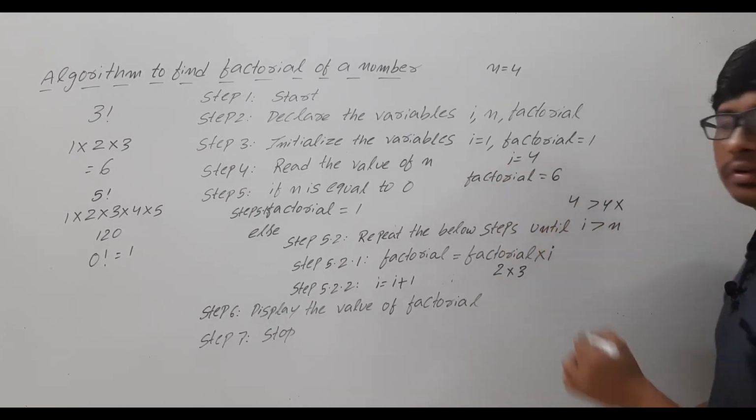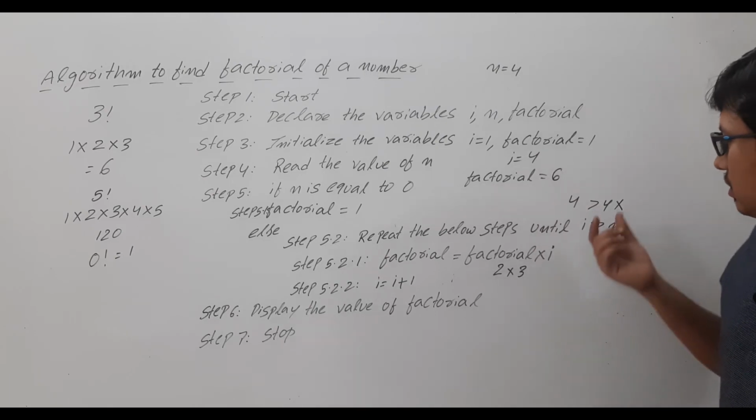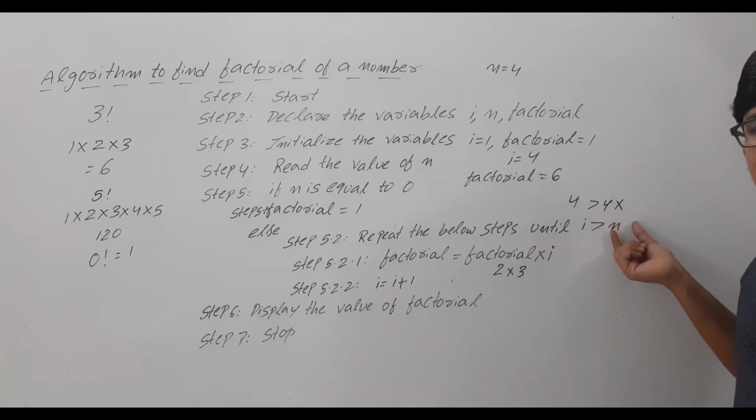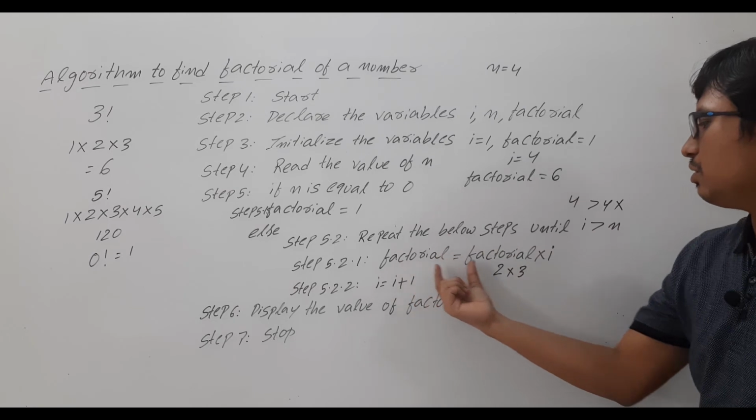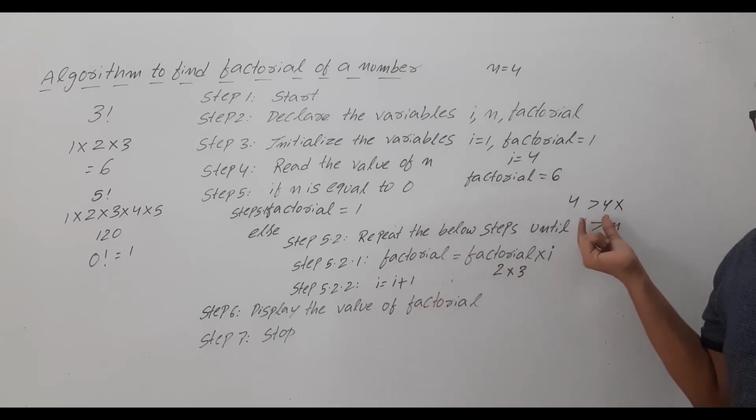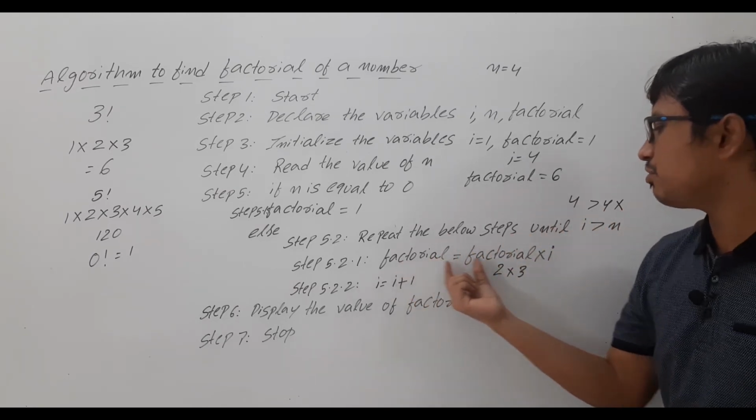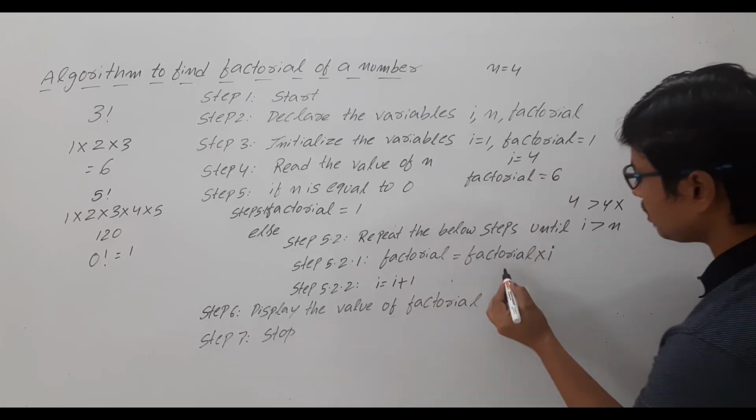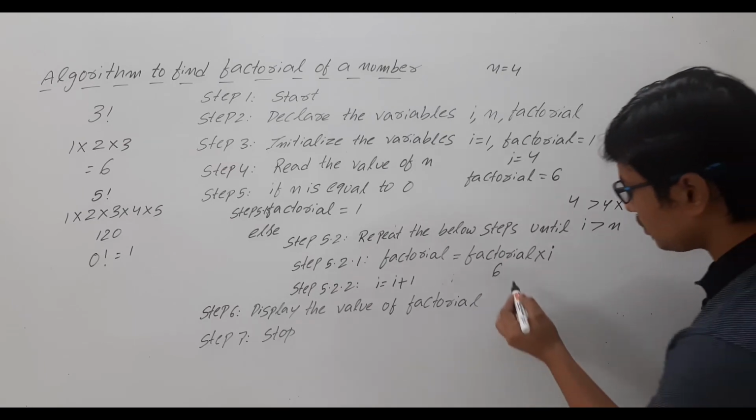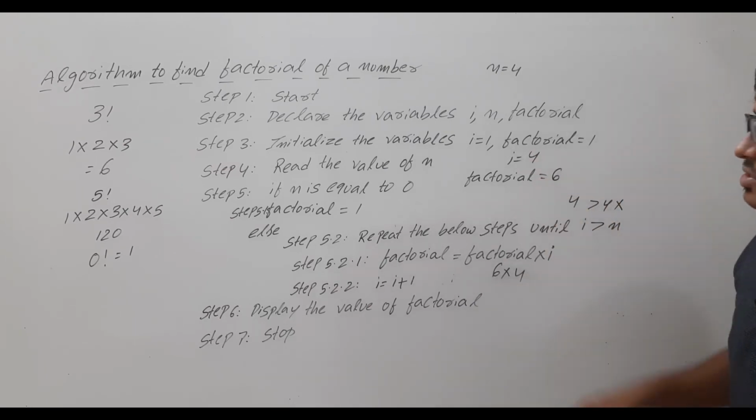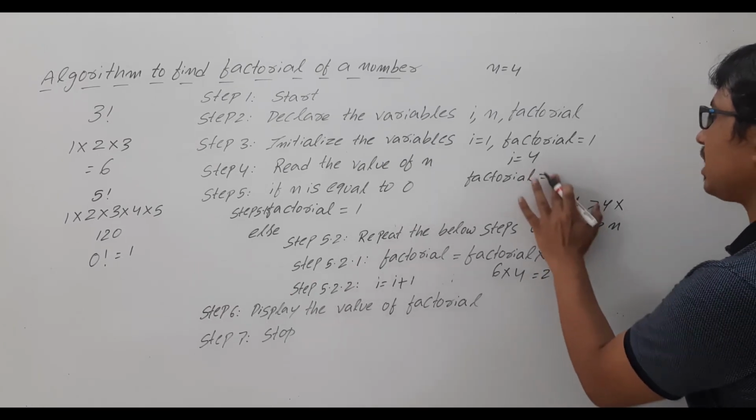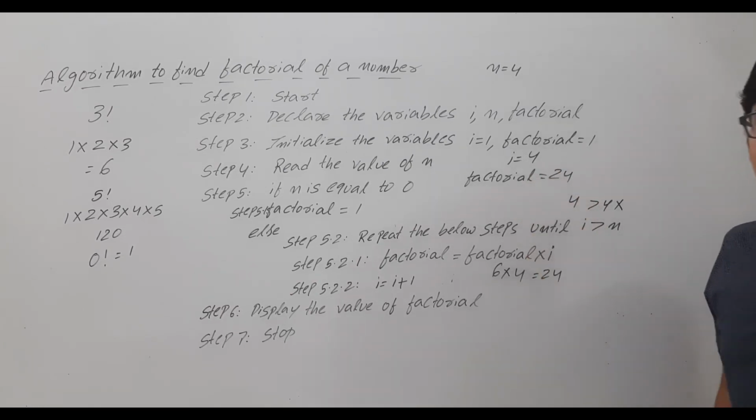Now again you will check. 4 is greater than 4. No. Am I right or wrong? 4 is not greater than 4, because 4 is equal to 4. So this condition is not satisfied. Factorial is equal to factorial into I. So factorial value is 6. 6 into 4, because I value is 4. So 6 into 4 is equal to 24. So factorial value is updated to 24.